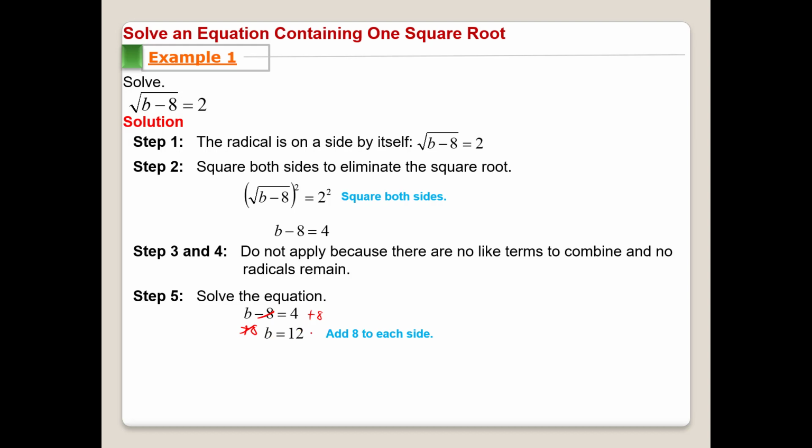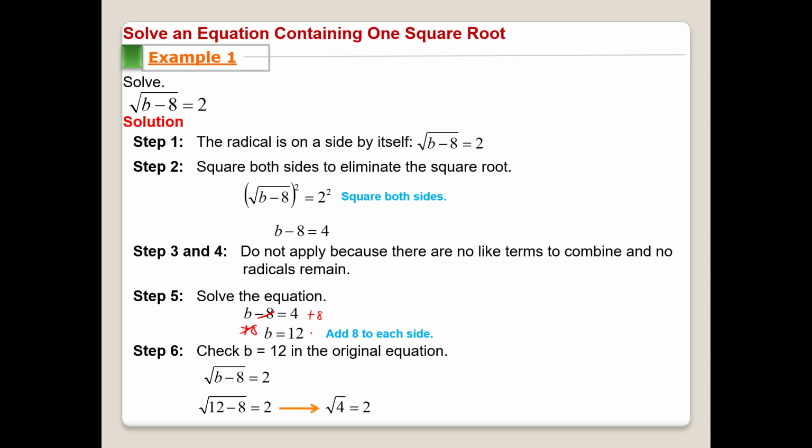Now our last step: we want to check that the answer we got works in the original equation. We're going to see if 12 works, so we plug it back into the square root of b minus 8 equals 2. We get square root of 12 minus 8 equals 2. Well, 12 minus 8 is 4, and the square root of 4 is 2. So 2 equals 2, and we've got a check mark. We're all good. The solution set is 12.